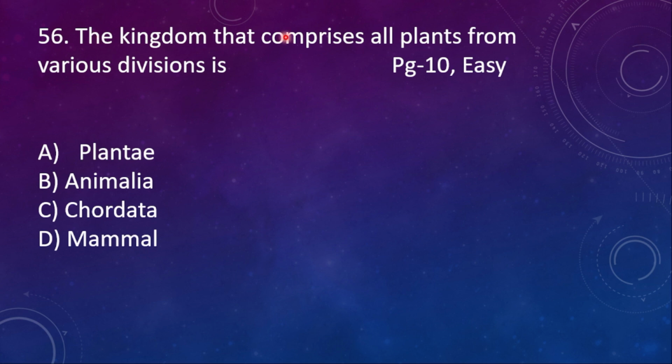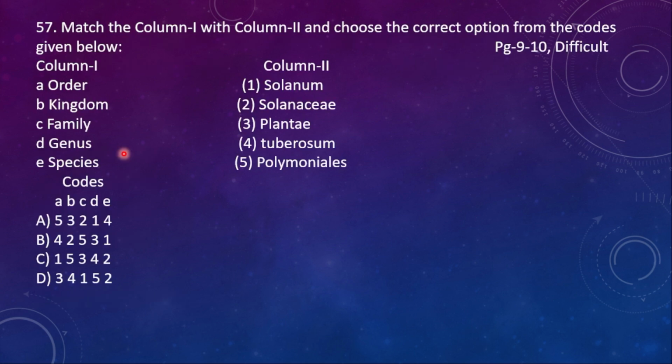The kingdom that comprises all plants from the various divisions is Plantae. They are talking about plants, so the kingdom Plantae. Kingdom that comprises all the animals means Animalia. So here kingdom Plantae will be the correct option.